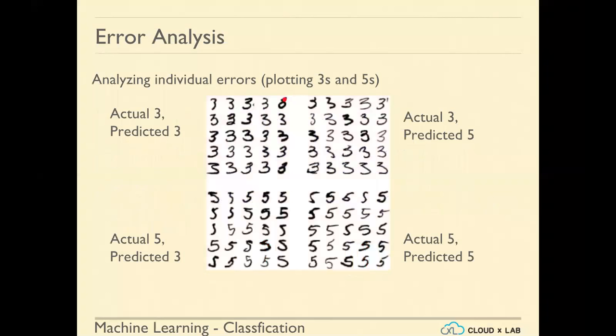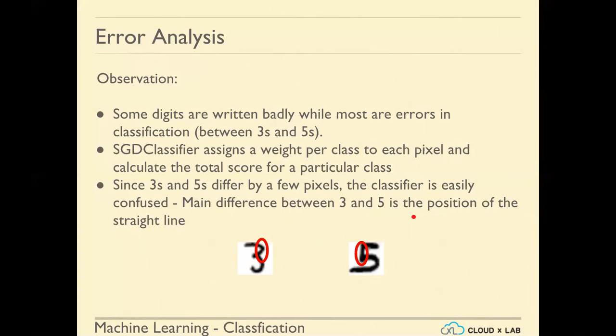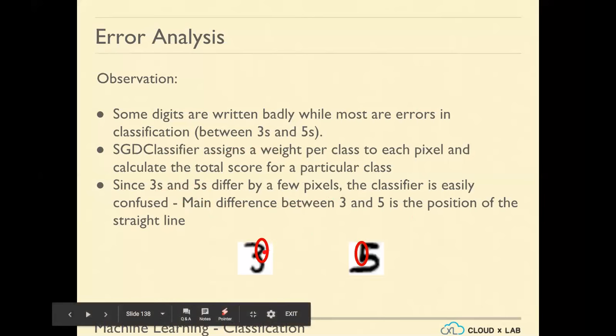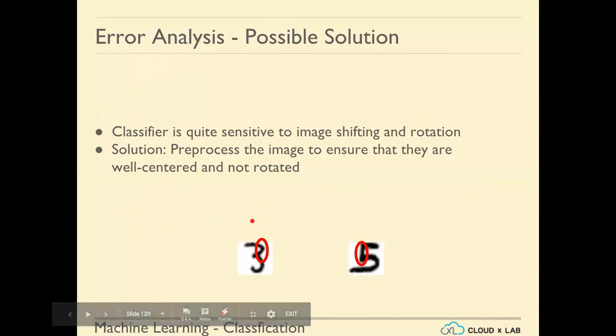So you can see that this is actually 8 and it's actually 3, but it was able to identify this as properly 3. This is another technique that we could do: instead of just considering all the pixels just like that, we could assign some kind of a weight and then see the output. Since 3 and 5 differ by a few pixels, the classifier easily gets confused, right? This loop, one line here and one line there, that one we talked about yesterday.